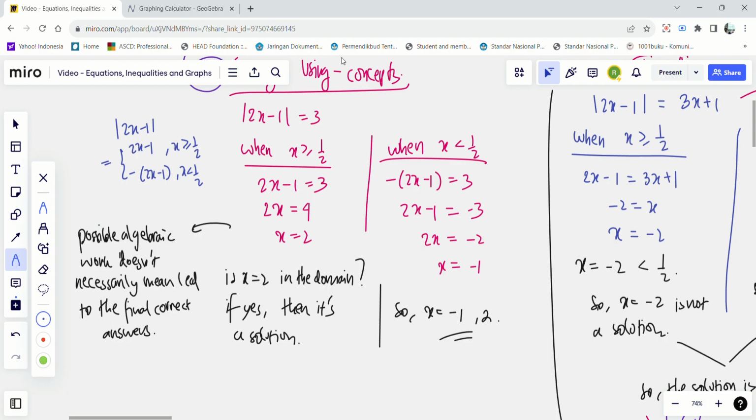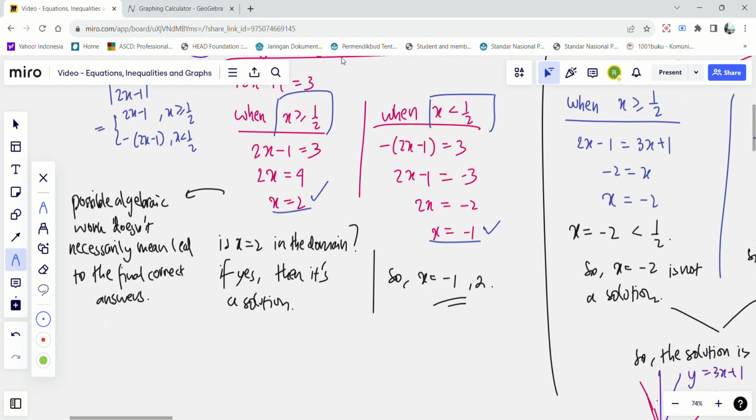Whenever you have these two possible solutions, x equals 2 and x equals -1, you have to check back again with the domain or the restriction that we have. Is it really true x equals 2 is more than half? Turns out, yes. So it's a good thing here, right? And is it really true that x equals -1 is less than half? The answer is yes. So in this case, both of them are the solutions.